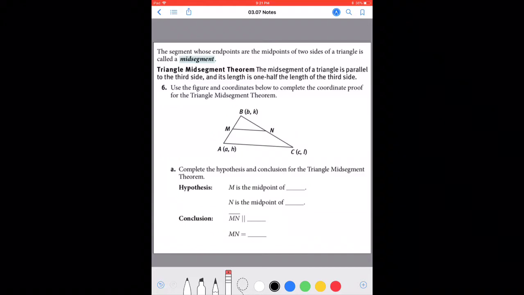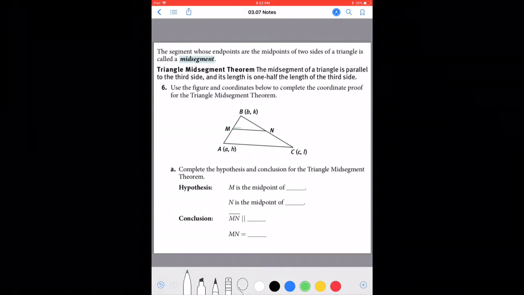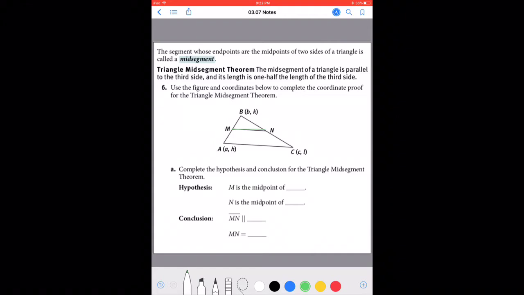So if we read the theorem that it gives to us right away, the triangle midsegment theorem says the midsegment of a triangle is parallel to the third side and its length is 1/2 of the length of the third side. So if we take a look at our triangle, our midsegment will be MN. Alright, what is a midsegment?